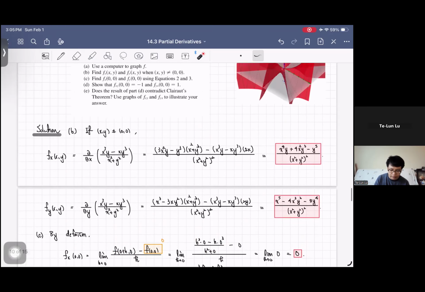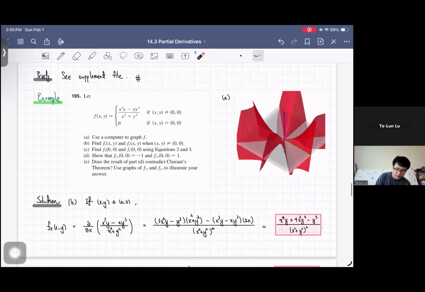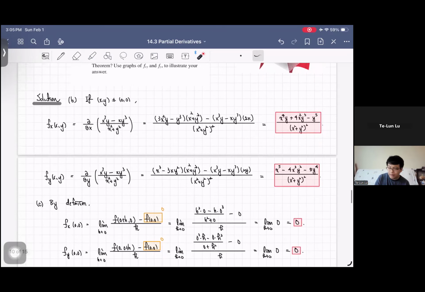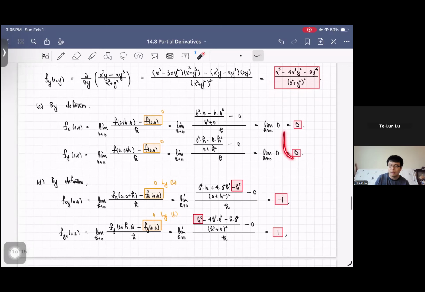So that shows that this function has all partial derivatives at any point, whereas if you are not dealing with the origin, then you have these two formulas. And if you're dealing with the origin, then it's always 0.